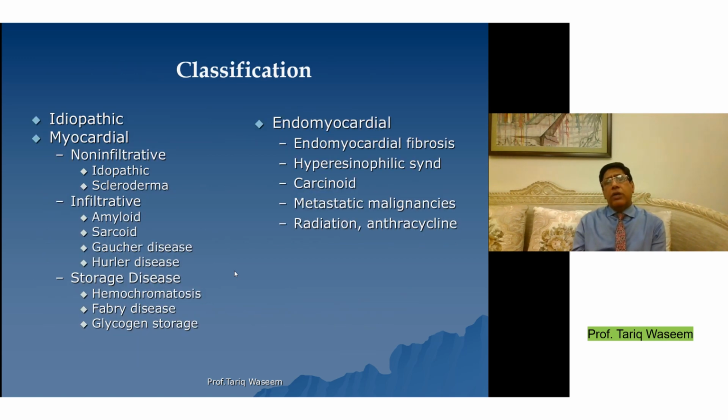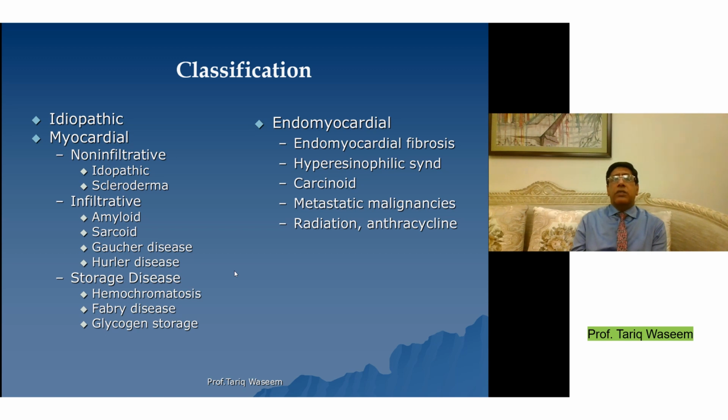Now, it can be classified. It can be idiopathic. There will be myocardial factors like non-infiltrative, idiopathic. Scleroderma is one condition where there is fibrosis of all the connective tissues and it can involve the heart as well. This myocardium can be infiltrated by certain other substances like amyloid, sarcoid, Gaucher disease or other diseases, where it is infiltrated and the myocardium is replaced by more of that infiltrated material, which does not let it relax. Storage diseases like hemochromatosis or glycogen storage can also be one reason for restrictive cardiomyopathy.